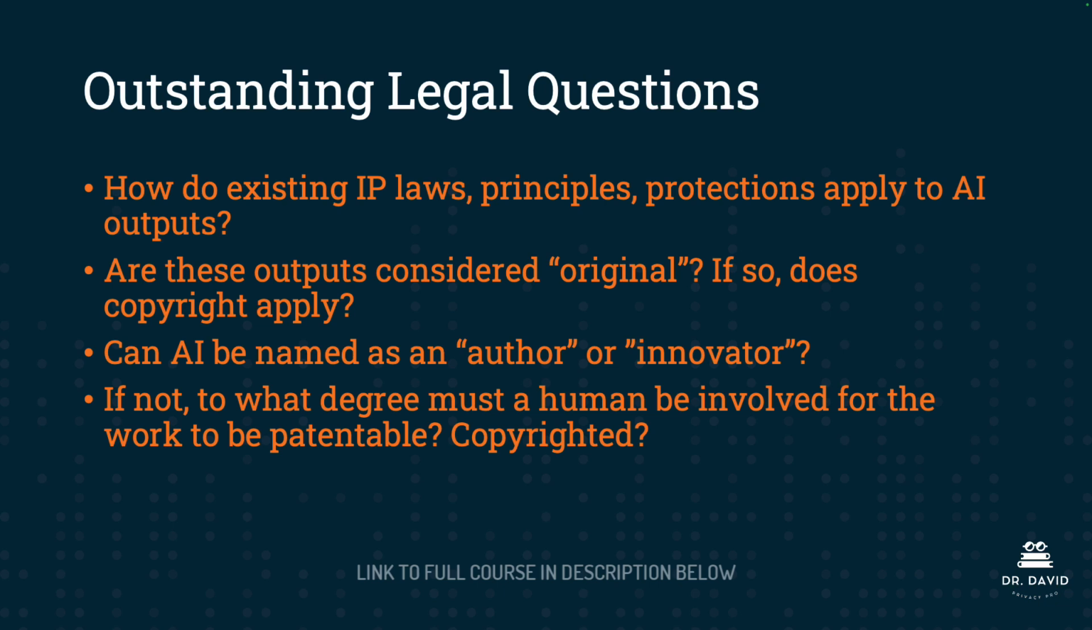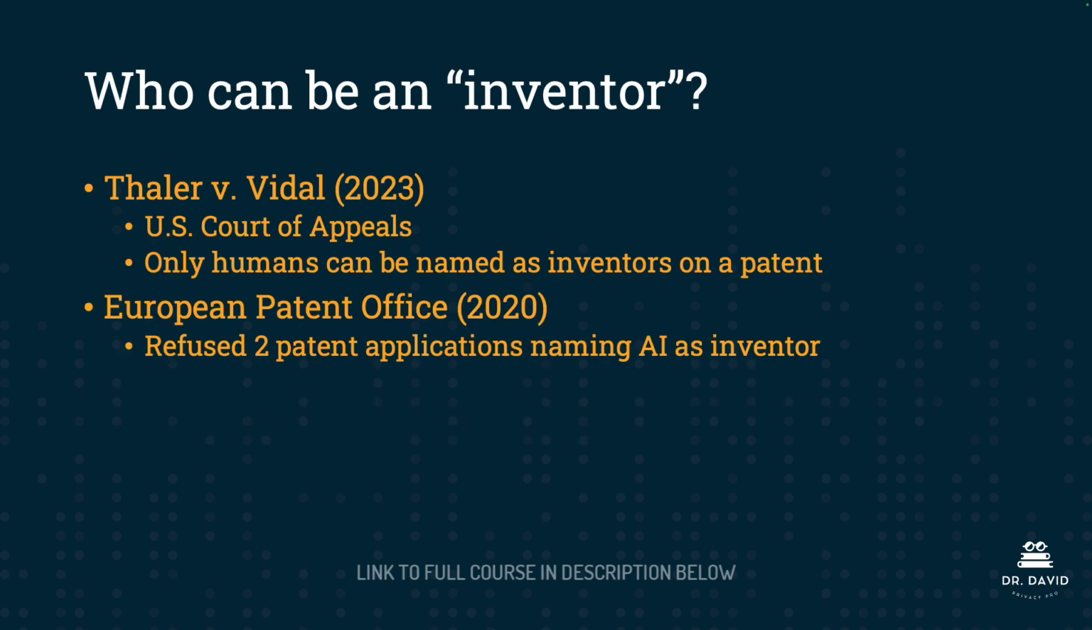Can AI be named as an author or innovator on a patent application? And if not, to what degree must a human be involved in the production of a work or output or innovation for the work to be patentable or copyrighted? On one of those questions, who can be an inventor, we do have a couple rulings from courts to help us answer that question. One in the United States context and another in the European Union.